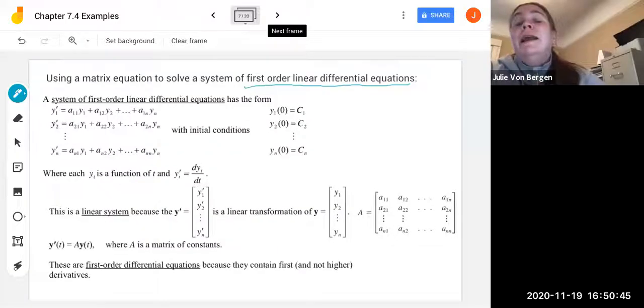In this video, we continue with chapter 7.4, where we're looking at applications of eigenvalues and eigenvectors. So in this video, we are going to see how we can use a matrix equation with the corresponding eigenvalues and eigenvectors to solve a system of first order linear differential equations.